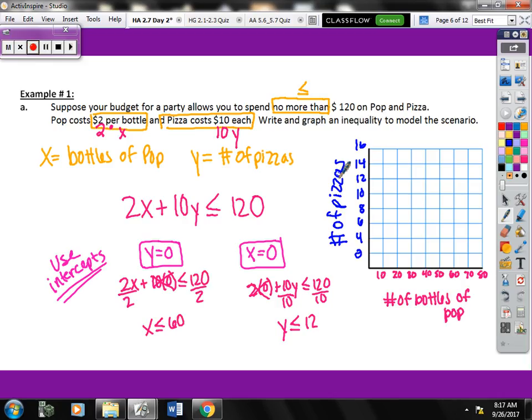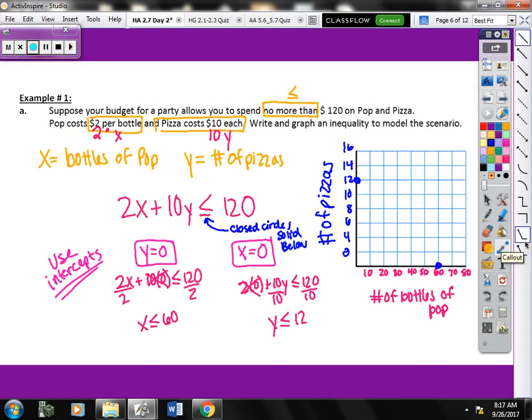And so, because this has an equal bar, when I graph my intercepts, I am going to use closed circles. Technically, if this was just a less than sign, you would put open circles and a dashed line, okay? But since these are closed bar, we will do a closed circle at 60, a closed circle at 12. We're going to do a solid line too, and we are going to shade below.